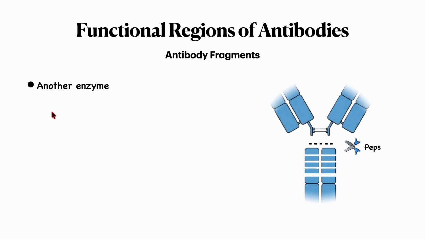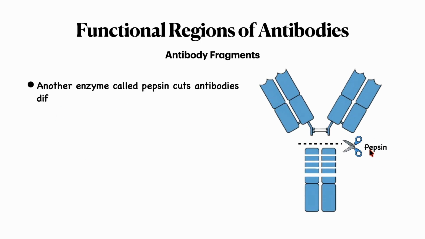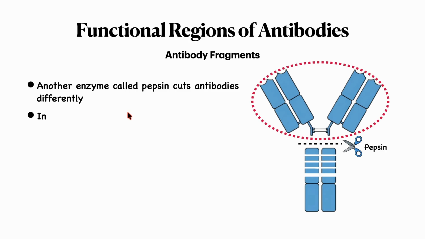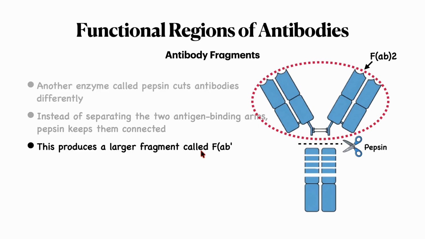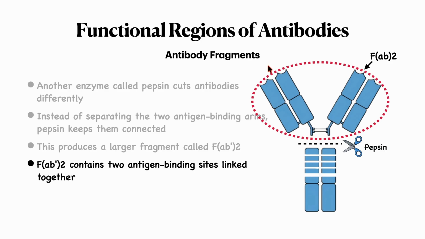Another enzyme called pepsin cuts antibodies differently. Instead of separating the two antigen binding arms, pepsin keeps them connected. This produces a larger fragment called FAB2. FAB2 contains two antigen binding sites linked together.